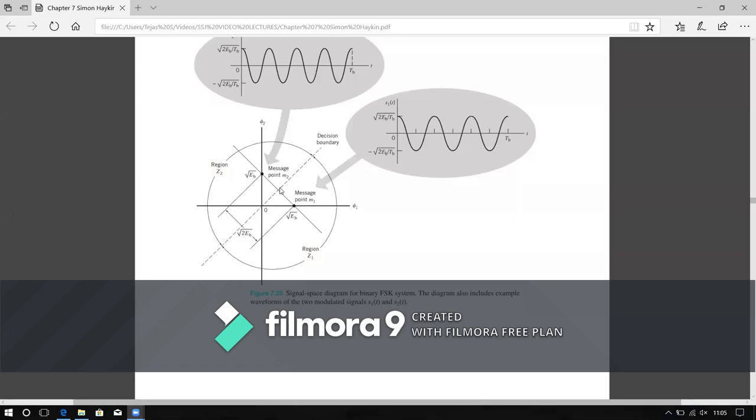So this may create an error, because we need to make a guess when x1 is equal to x2, either in favor of symbol 1 or symbol 0. But the contribution of this error to the overall probability of error is very, very negligible. So it is not going to affect the probability of error. Let us go back to the probability of error.